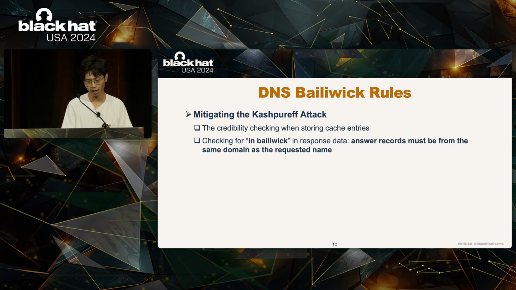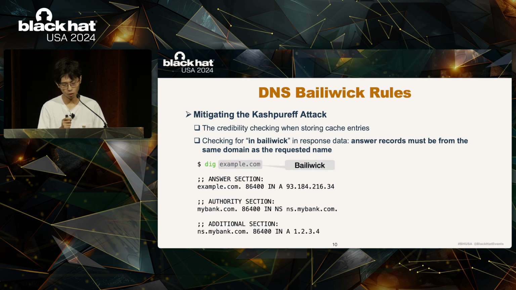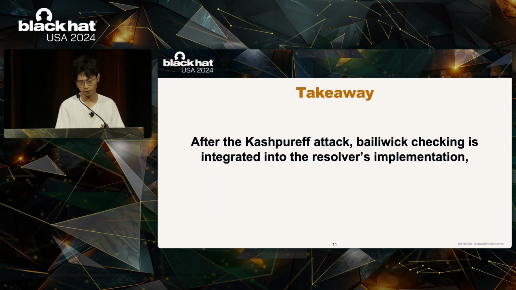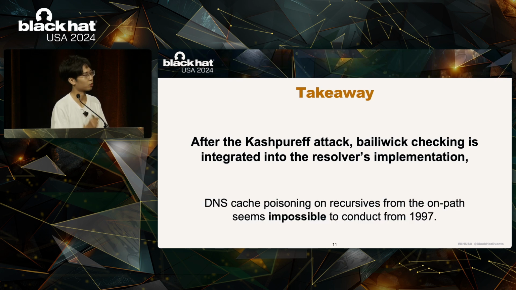So to mitigate the Cache-perf attack, bailiwick checking is proposed, which means that only answers from the same domain as the request name are acceptable. For instance, when you dig example.com, the example.com is in bailiwick, while mybank.com is out of bailiwick, so that mybank.com will be removed from the response and won't be cached in the DNS system. So after the Cache-perf attack, bailiwick checking is widely implemented, and on-path DNS cache poisoning seems impossible.